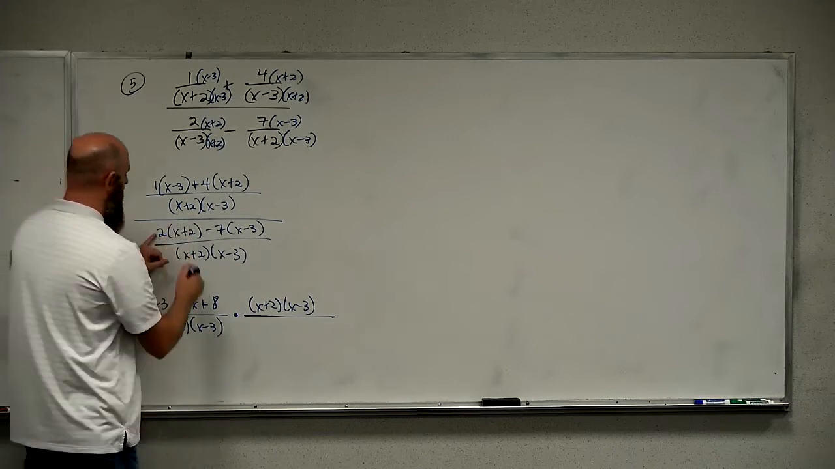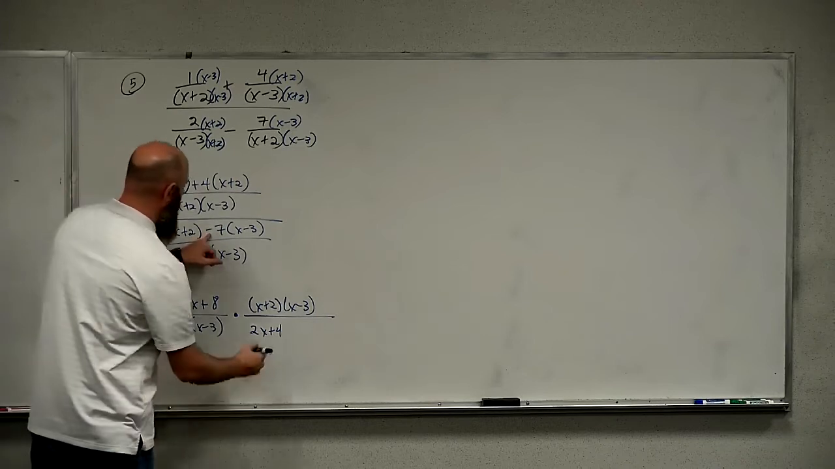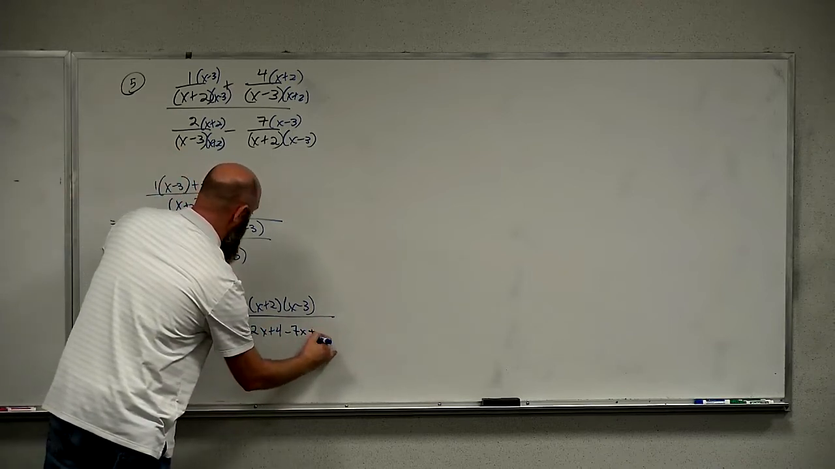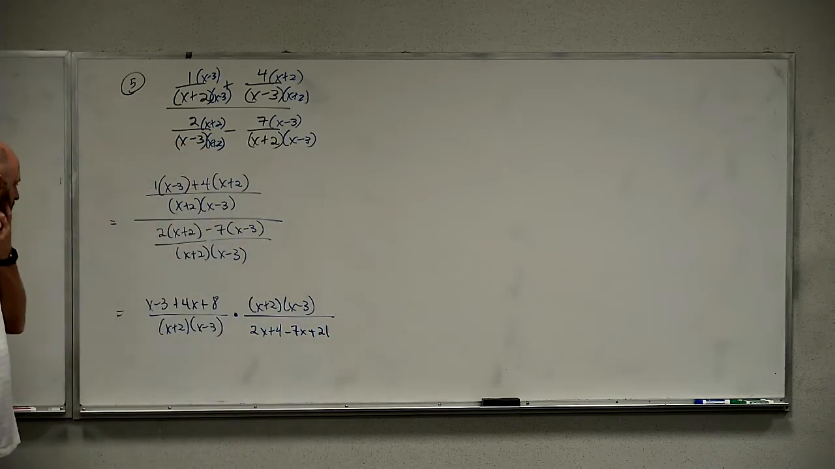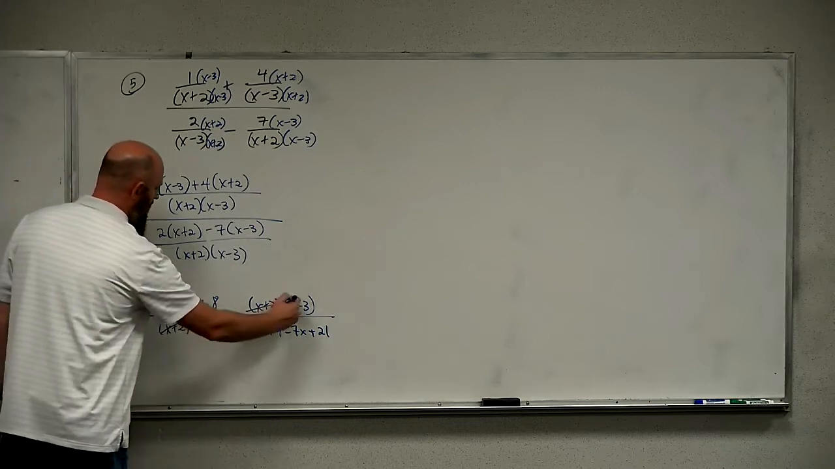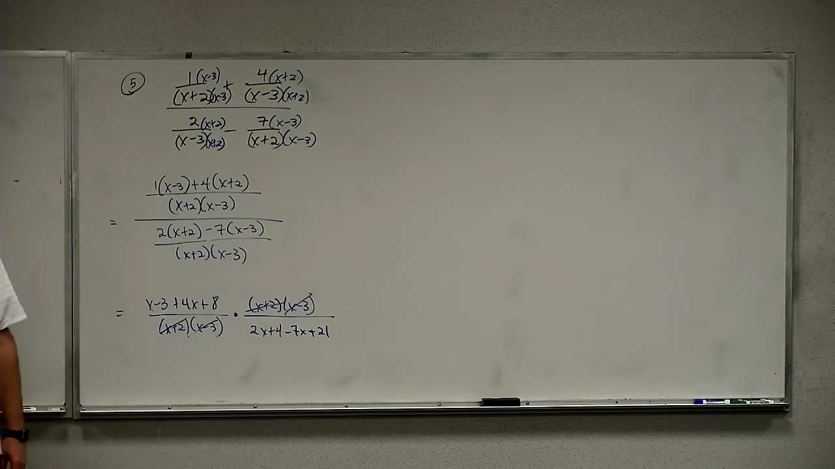All right, here I'm going to distribute in. So I'm going to get 2x plus 4. Distribute in here. So minus 7x plus 21. All right. Now, the reason why I did that is we can see here, I've got pieces that are going to eliminate already, even before I do anything else. And I can combine this as one single fraction now.